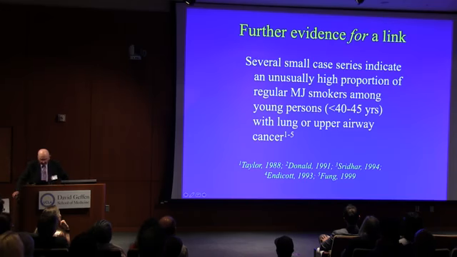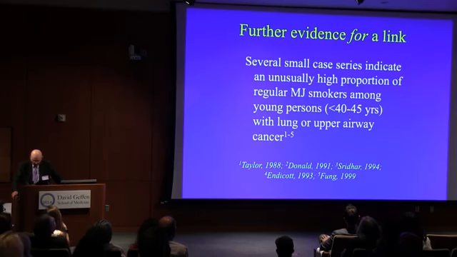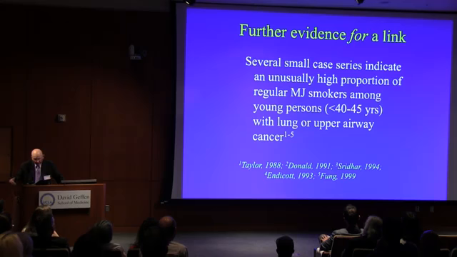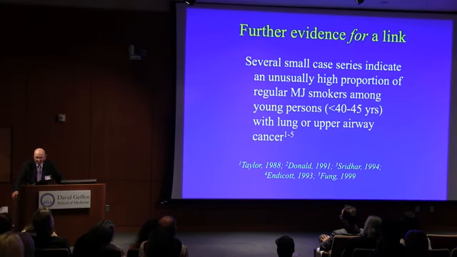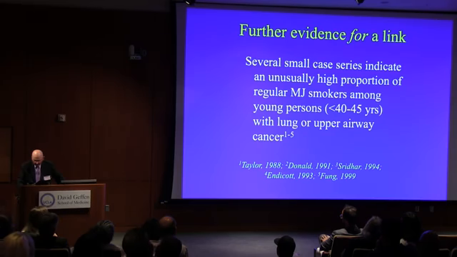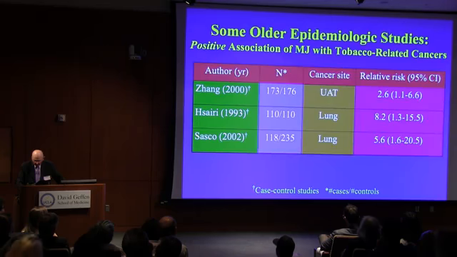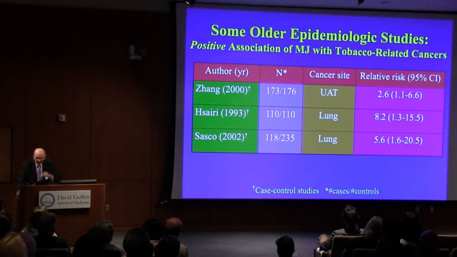Also, there have been several studies back in the 1990s, I don't know whether there have been follow-up studies later on, suggesting that head and neck cancer and also lung cancer is more common when it occurs in young people. It's very uncommon to see these cancers in young people. But when it does occur in young people, it seems to preferentially occur in people with a history of marijuana smoking, in a higher concentration than is found in the general population. And then there are some older epidemiologic studies that were positive, showing increased association.